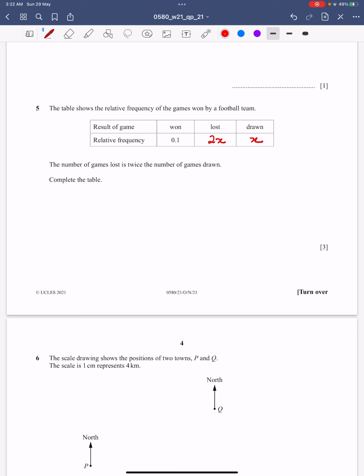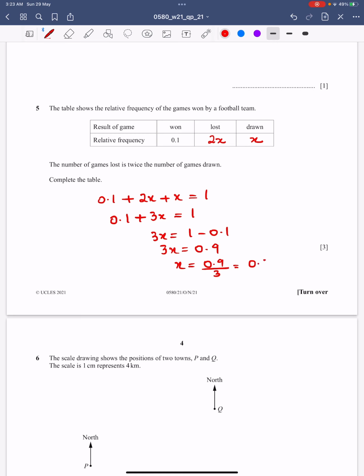So we need to complete the table, and since it is relative frequency, we know that the total of probability is 1. So you can add 0.1 plus 2x plus x is equal to 1. Therefore 0.1 plus 3x is equal to 1. 3x is equal to 1 minus 0.1. 3x is equal to 0.9. Therefore x is equal to 0.9 divided by 3, which is 0.3.